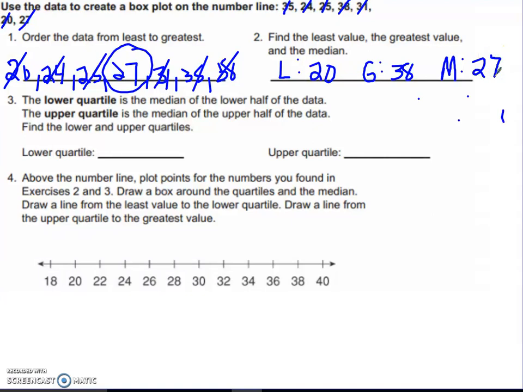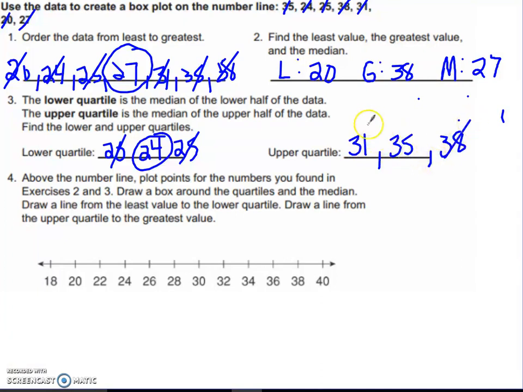Okay, so then we have to find the lower quartile. The lower quartile is the median of the lower half of the data. So the lower half of the data is 20, 24, and 25. The one in the middle is 24. The upper quartile is the median of the upper data. The upper data is 31, 35, and 38. The one in the middle is 35.